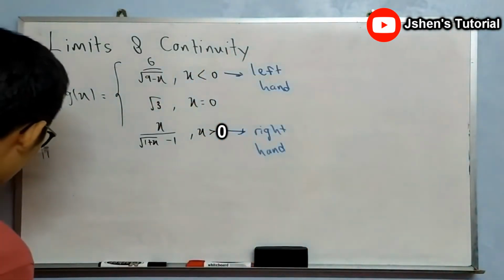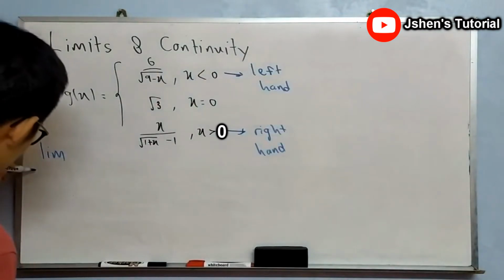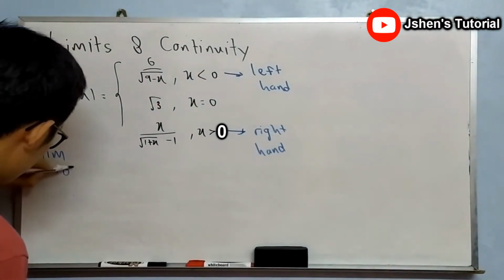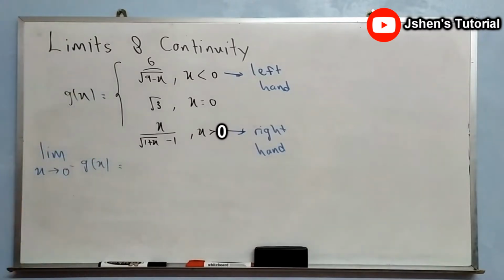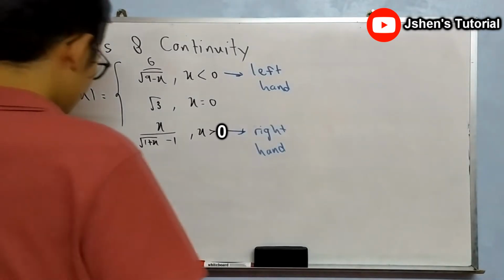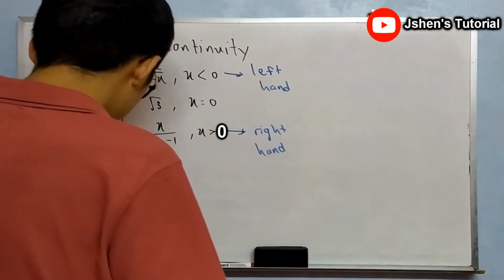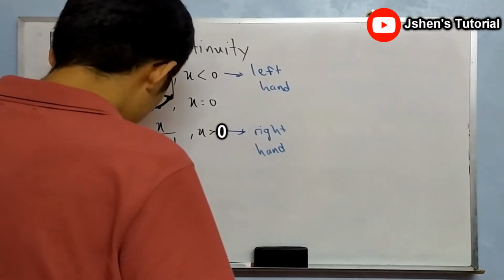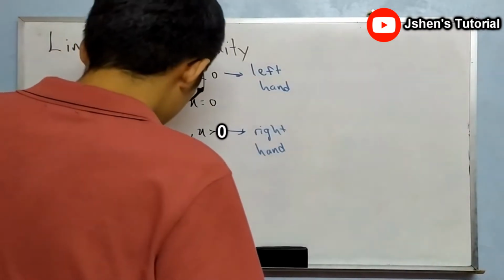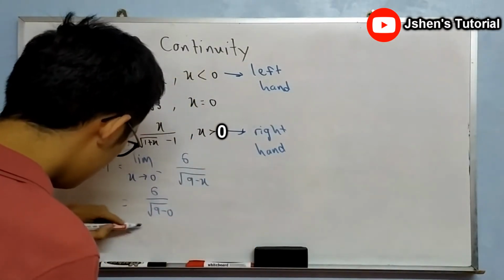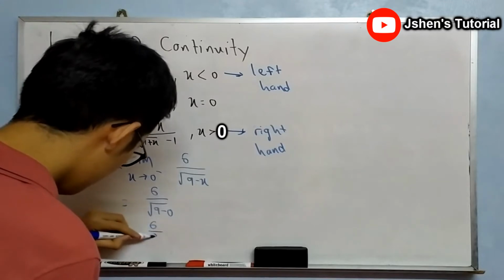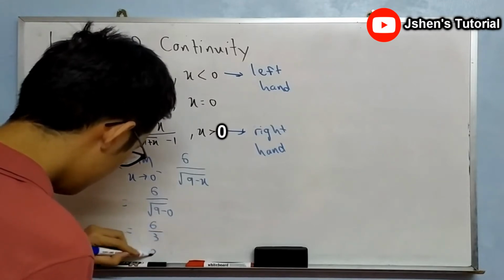You can refer to my previous videos to know what the left hand side or right hand side is. Never mind, we repeat again. In order for the limit of the function to exist, the left hand side limit must be equal to the right hand side limit of the function.